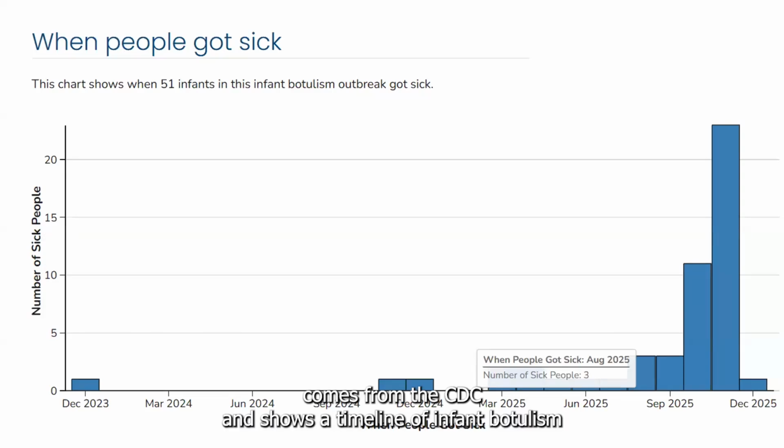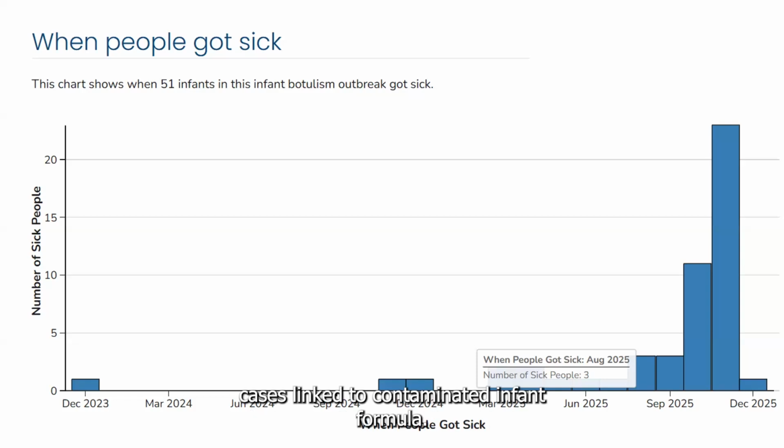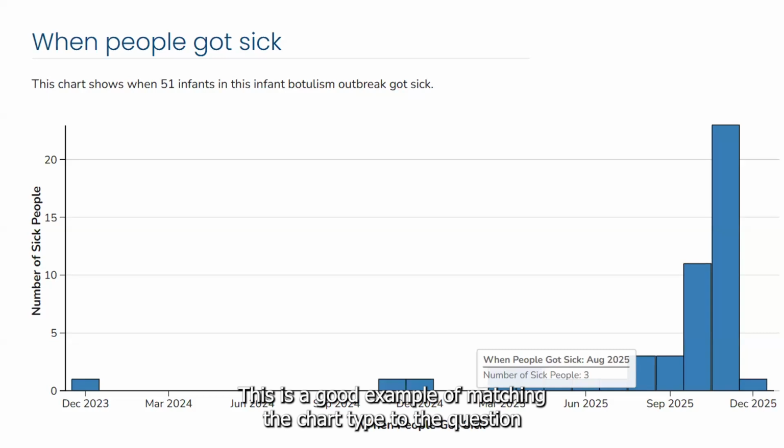This bar chart comes from the CDC and shows a timeline of infant botulism cases linked to contaminated infant formula. The chart clearly communicates changes over time and allows viewers to quickly identify when cases increased. This is a good example of matching the chart type to the question being asked, in this case, how cases changed over a specific period.